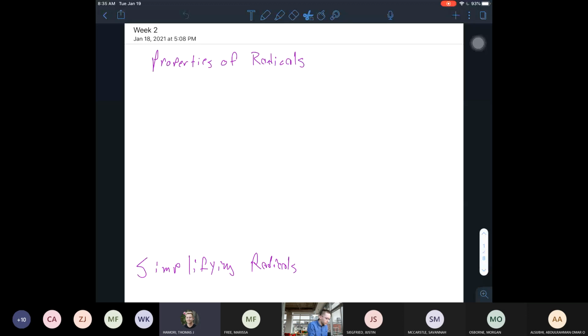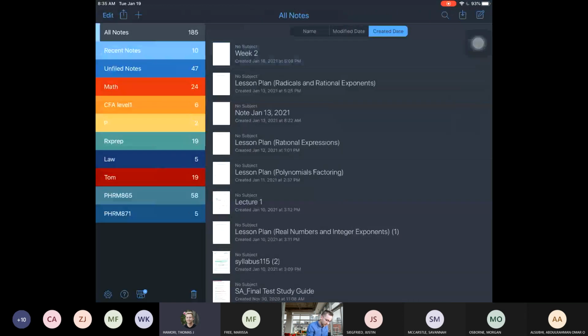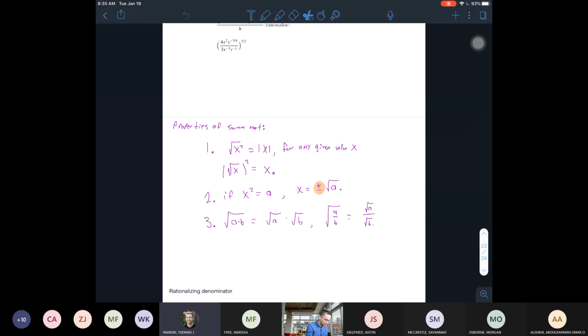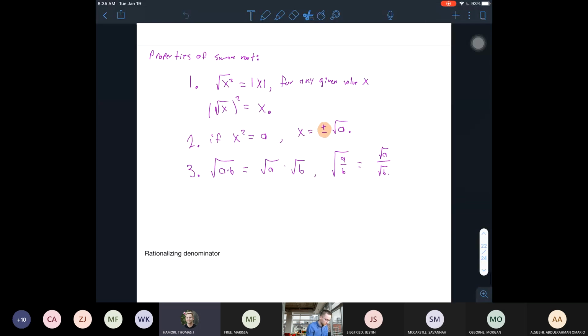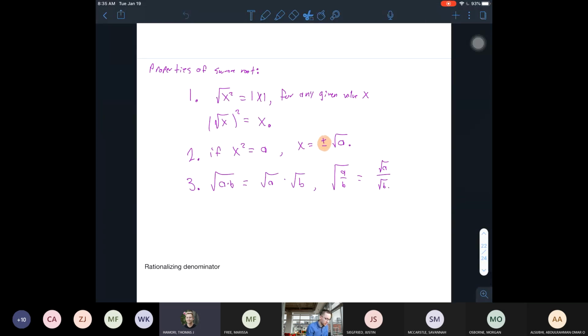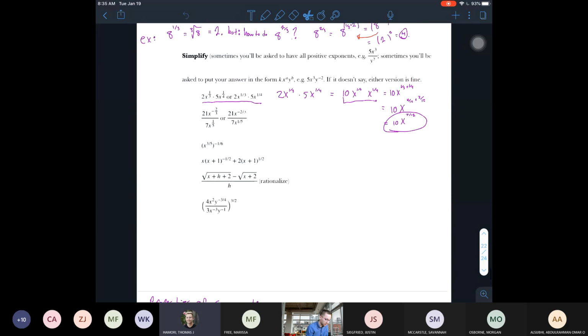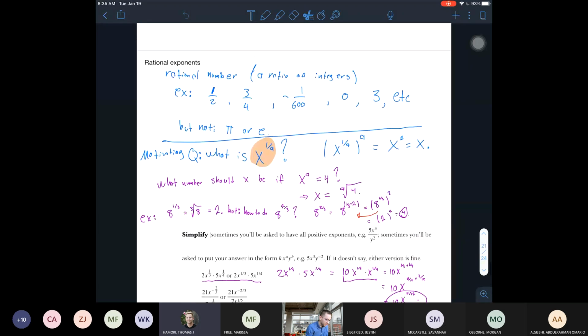Okay, so we're going to pick up where we left off. Let me go back actually to lecture one and remind you where we were. The last time we were talking about square roots. Specifically, we were talking about powers of rational exponents. Okay, rational exponents.